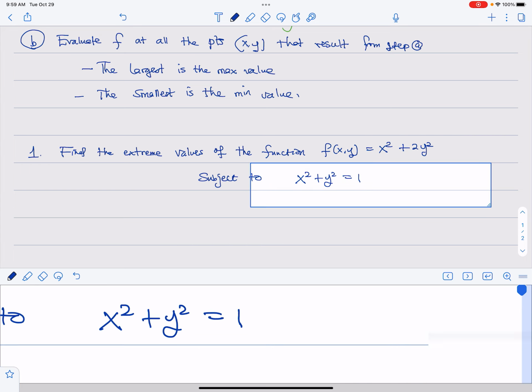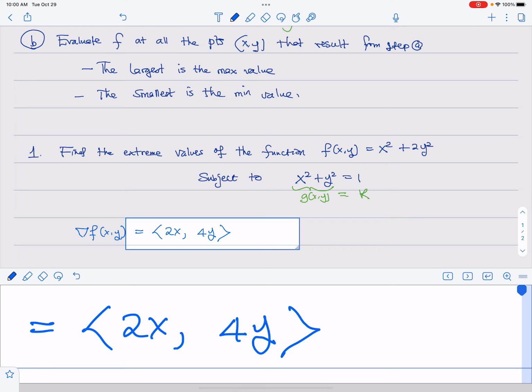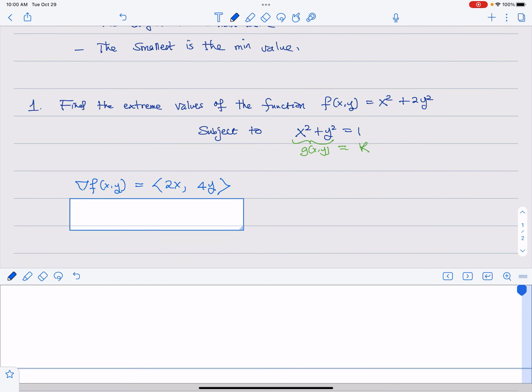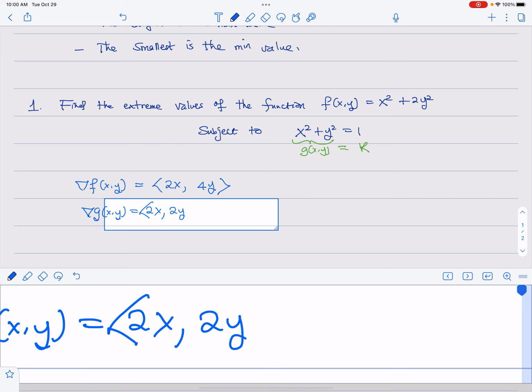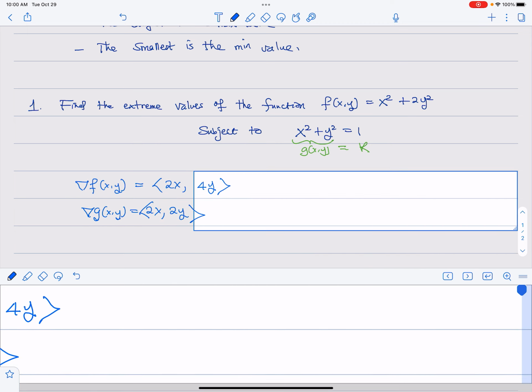So the first step, let's find the gradients. The gradient of f is obvious, it is 2x, first partial with respect to x, and then 4y, first partial with respect to y. And then we want the gradient of g, 2x, and then 2y. But before that, how about let's look at this surface, just a little bit of this surface before we proceed.